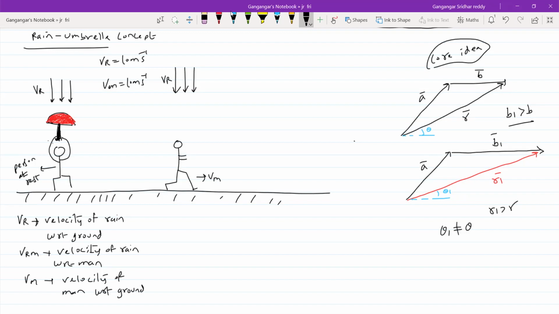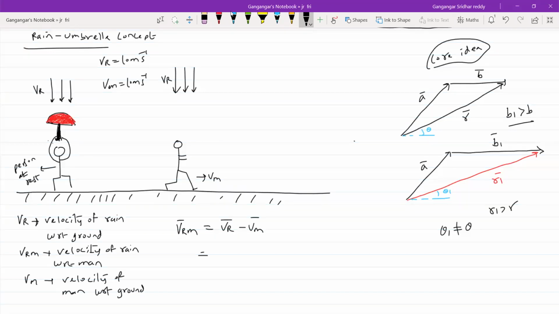This is the question. So I'll directly write the basic equation. VRM bar is equal to VR bar minus VM bar. It's like VA bar minus VB bar. Your entire relative velocity is over. So we have to calculate this VRM bar.